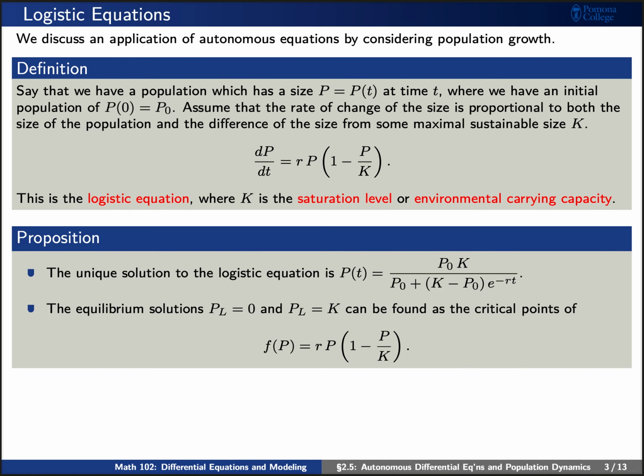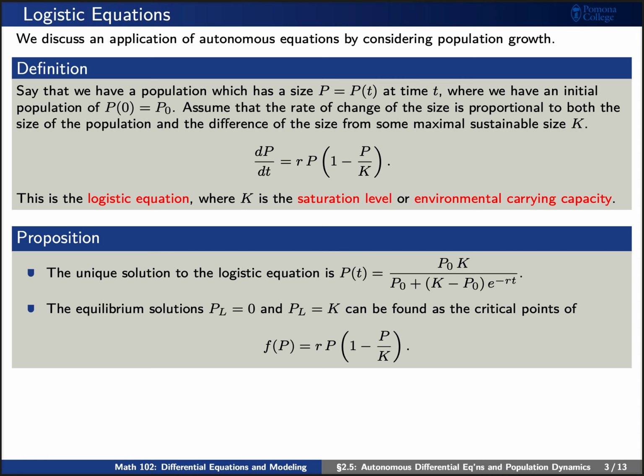Fortunately, we can solve this equation because it is a separable equation. We've found before that the unique solution to this initial value problem is p of t equals p0 times k divided by p0 plus k minus p0 times e to the negative rt. Remember here that p0 is the value of our function when t equals 0. Moreover, as time increases without bound, we can see that the solution p of t tends to one of two values. That is, we have two different equilibrium solutions. Either 1, p sub l equals 0, or 2, p sub l equals k.